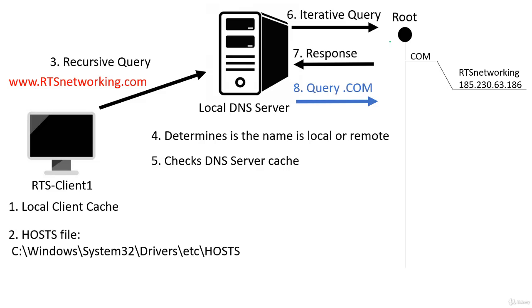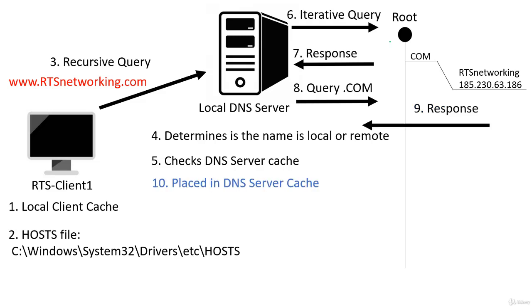My DNS server now queries the .com namespace saying, can you tell me the address for RTS Networking? It has that address, and sends that address back to the local DNS server. My local DNS server places it in cache and sends it back to the client. Now, Microsoft always lists those as step 10 and 11. They actually happen concurrently at exactly the same time. That's really neither here nor there, but it does not wait to send it back to the client. It writes it in cache as it passes it back to the client. But now the client is aware of the IP address of RTS Networking.